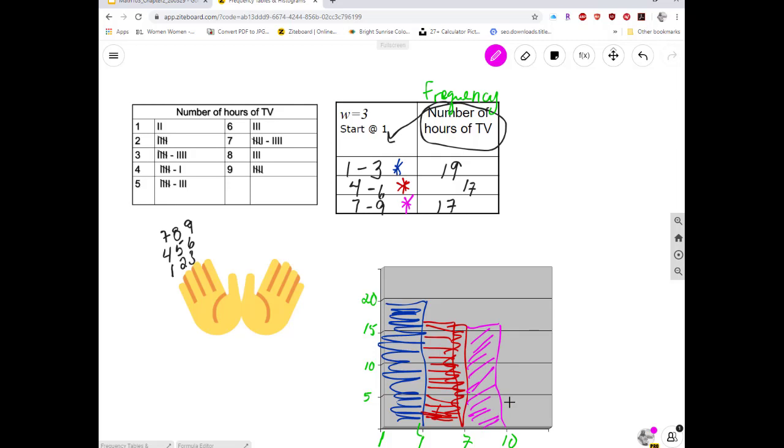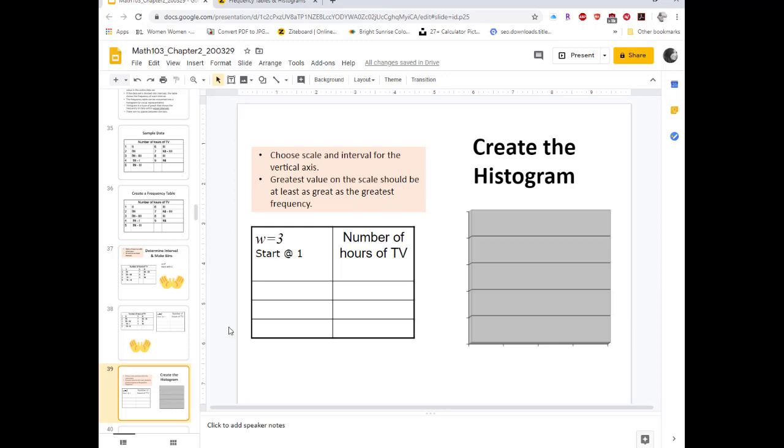Okay, so they're not the prettiest. This is what my histogram would look like, right? The tallest bar right here is the interval that has the most values, the greatest frequency is within this interval, and then the other ones are just a little bit less.